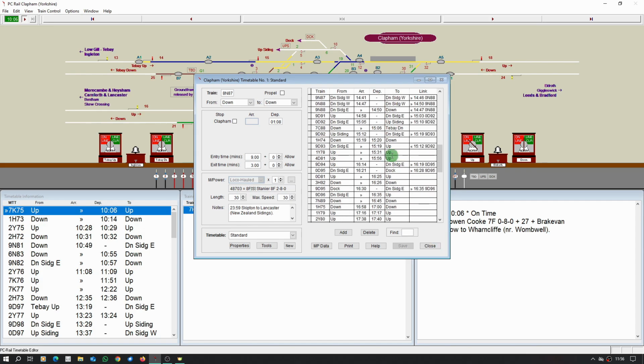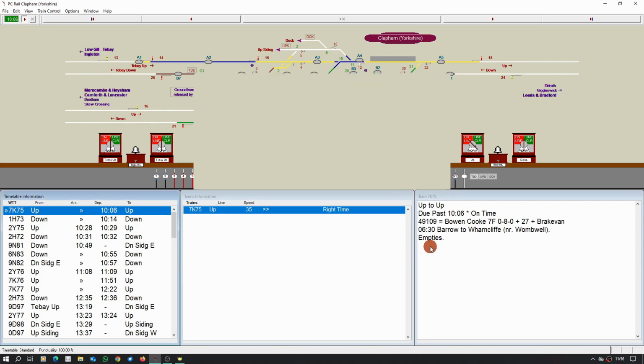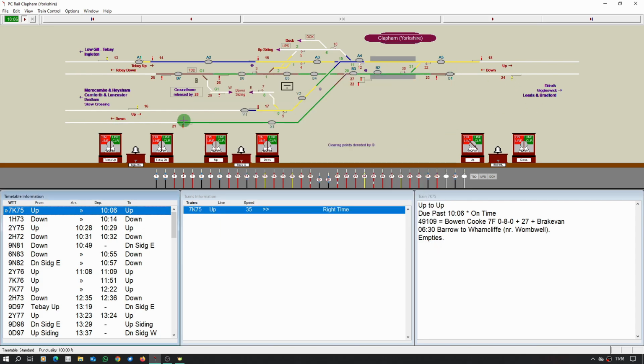So yeah, there's not much on the branch at all. So it's basically, you're just using this line more or less all the time. If you call in the sidings, then I think there's one which shunts across into the up siding as well.